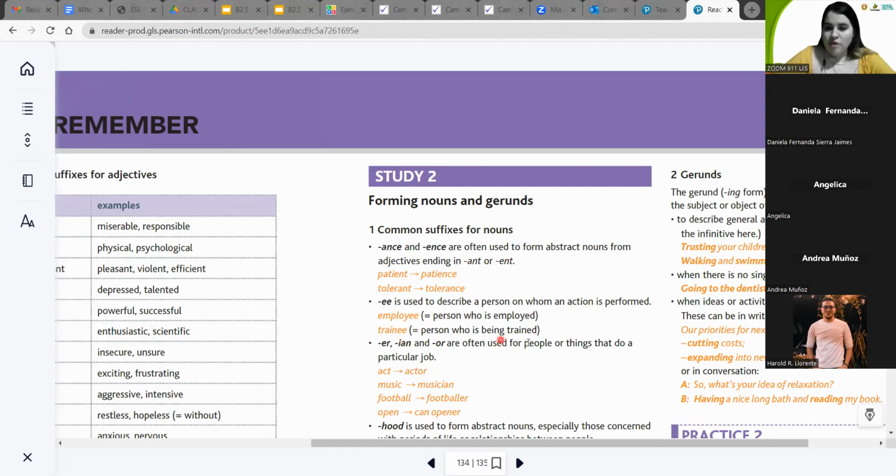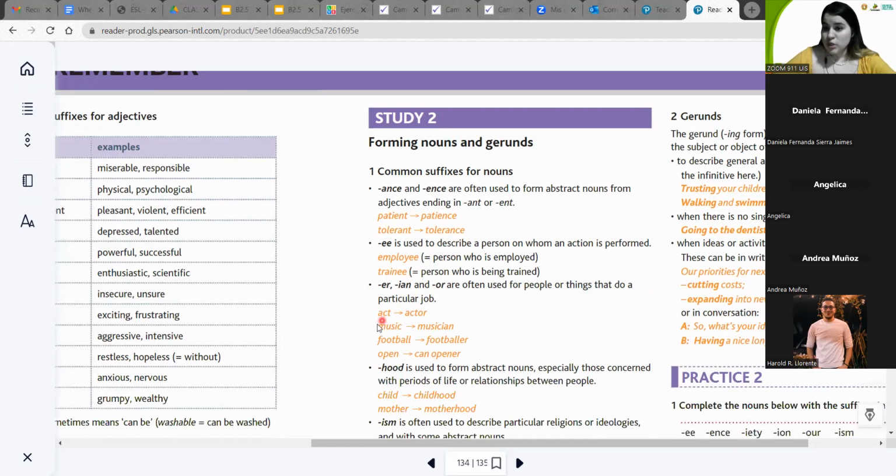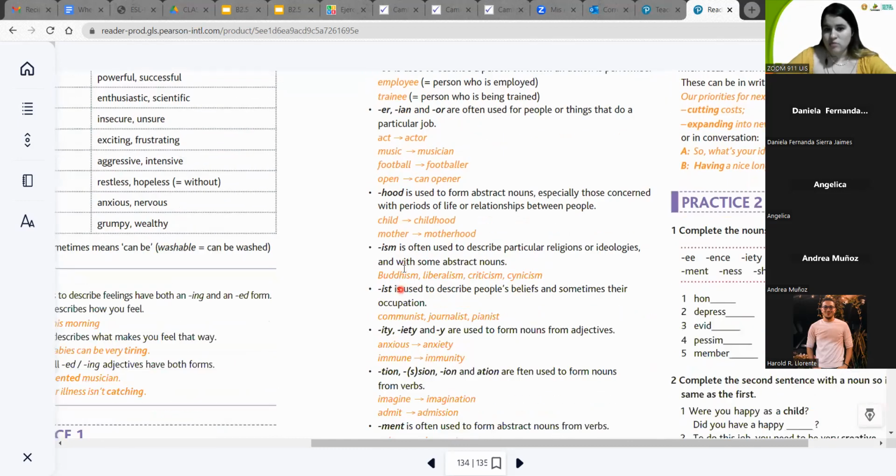-or, -ian or -er are often used for people or things that do a particular job, like actor, music, musician, footballer, opener, teacher, right? And driver. And so we have these common suffixes to form nouns. -Hood is used to form abstract nouns, especially those concerned with periods of life and relationships between people, like childhood, motherhood.